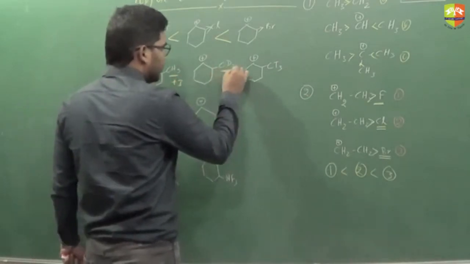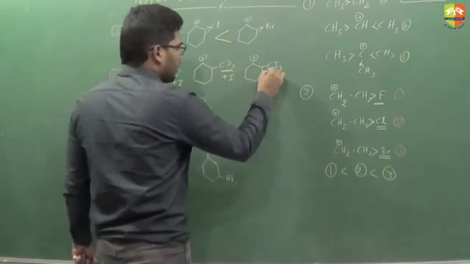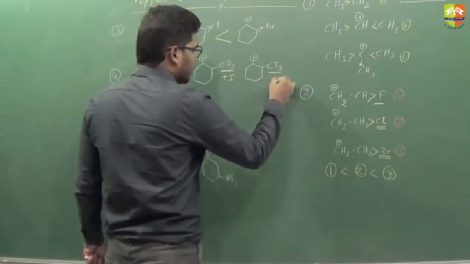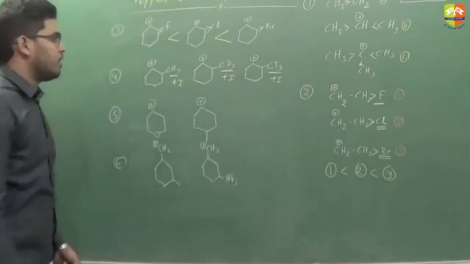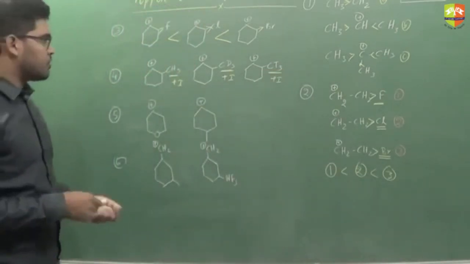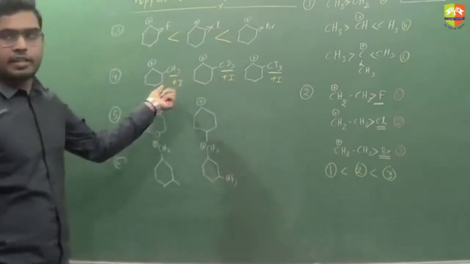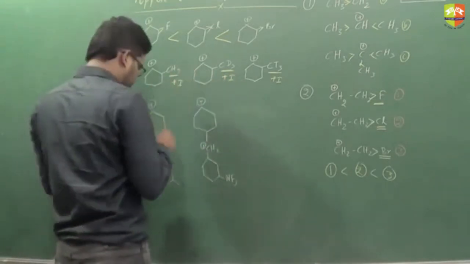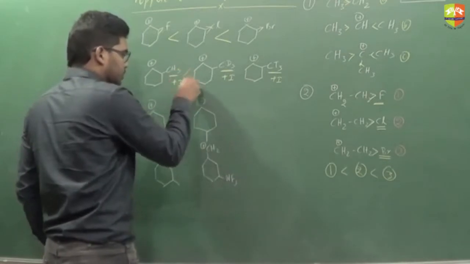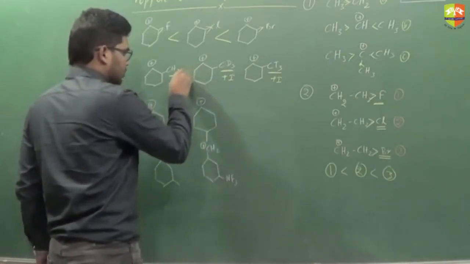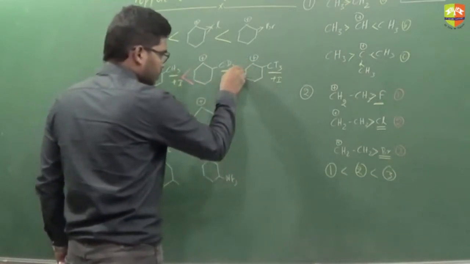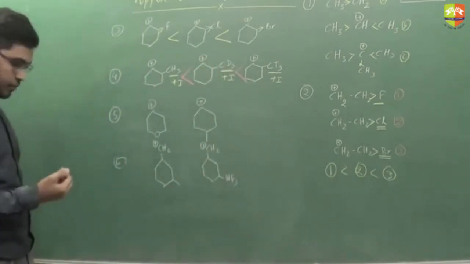This is plus I and plus I. And we know the plus I nature of CD3 is maximum, CH3 is minimum. So the order of stability will be this. This is the order of stability.